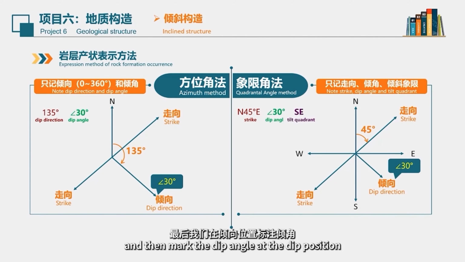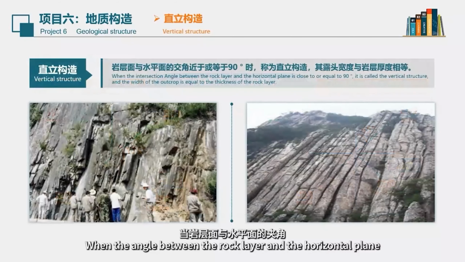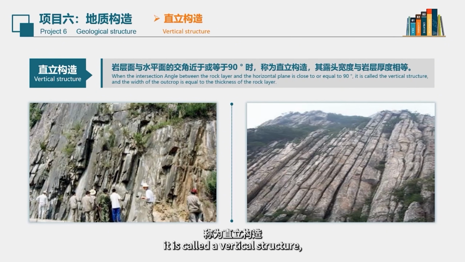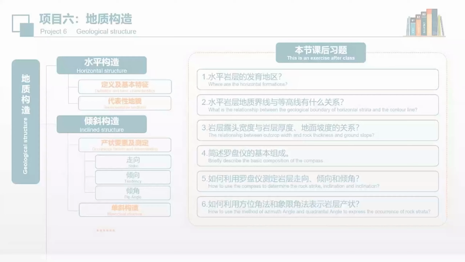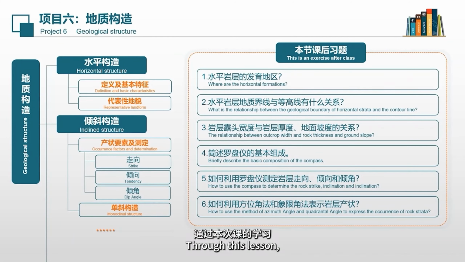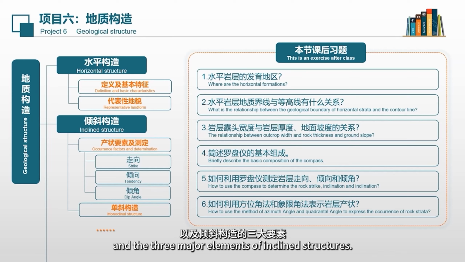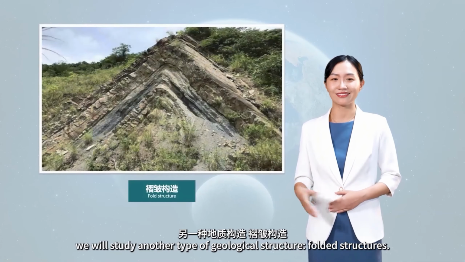and then mark the dip angle at the dip position. To complete it, when the angle between the rock layer and the horizontal plane is nearly or equal to 90 degrees, it is called a vertical structure, and its outcrop width is equal to the thickness of the rock layer. Through this lesson, we have learned about the characteristics of horizontal structures and the 3 major elements of inclined structures. In the next lesson, we will study another type of geological structure: folded structures.